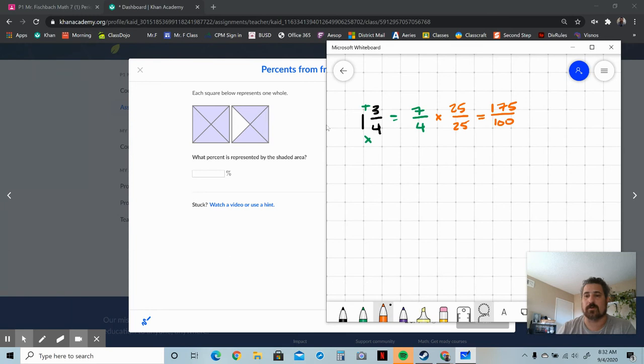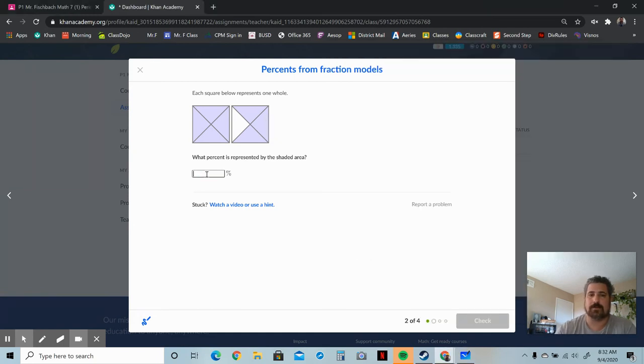It's more than one whole, right? So what percent is that? Well, percent just means for every 100, so it's 175%. 100% is always going to be one whole, so this is more than one whole, so it's more than 100%. It's 175%. Okay, go to the next one.